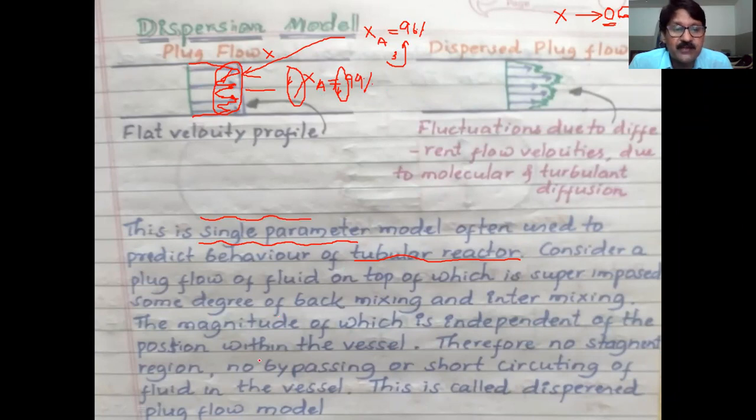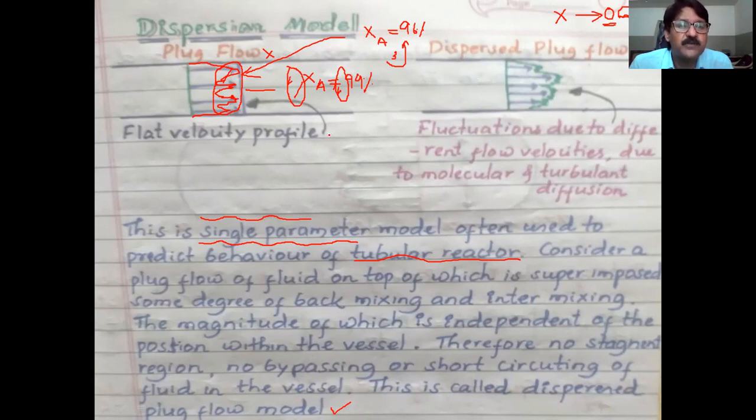Therefore, no stagnant regions, independent of the position within the vessel. Therefore, no stagnant region, no bypassing or short circuiting of the fluid in the vessel. This is called a dispersion model. So for ideal plug flow, you will assume a small change. That change we are going to predict by the dispersion model.